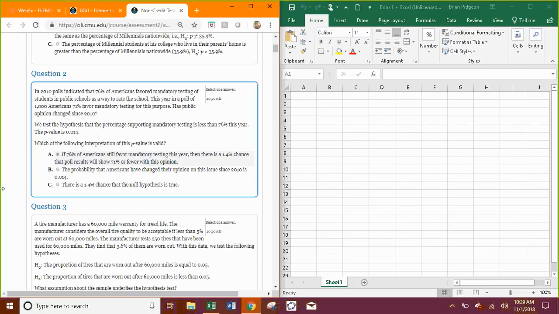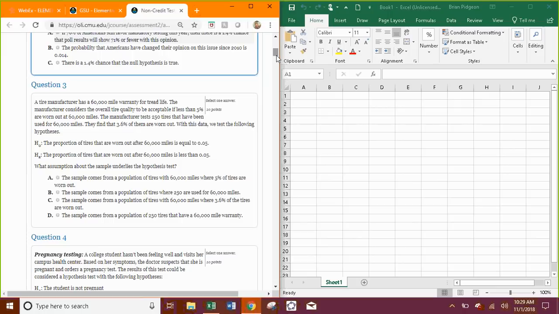A. So when we interpret the p-value, it's very important to pay attention to what we're actually doing. When we calculate a test statistic for hypothesis testing, we assume that the population mean is the same as the null hypothesis. The null hypothesis is something that we assume to be true, and we're trying to find statistical evidence to either reject it or fail to reject it. So when we assume that the mean is the null hypothesis, that's what we're assuming to be true. So if we assume the null hypothesis is true, there is a 0.014 chance that the results will show 71% or fewer.